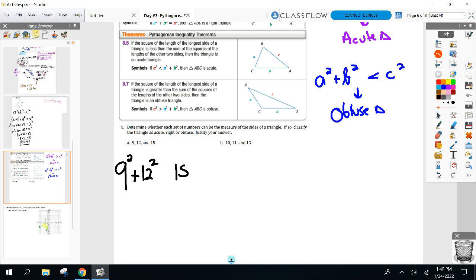How does it compare to 15 squared? That's what I need to figure out right now. How does the a squared plus b squared value compare to the c squared? So everyone's trucking along here. Break your streak. Let's go.